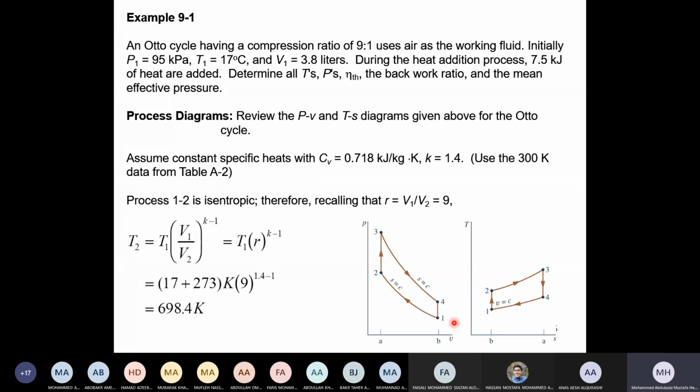I have V1 over V2. What's V1 over V2? This is the compression ratio given to us here. So V1 over V2 is 9, and then P1 is around 100 kilopascal, and T1 is given. Remember, this has to be in Kelvin. Then we can get T2. Remember that T2 has to be greater than T1. If you reverse this, you will get T2 less, and therefore this is not acceptable. So T1 is the minimum, T3 is the max. So you get T2 here. Any question about getting T2, Shabab?